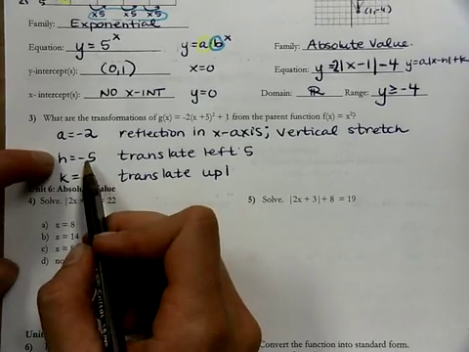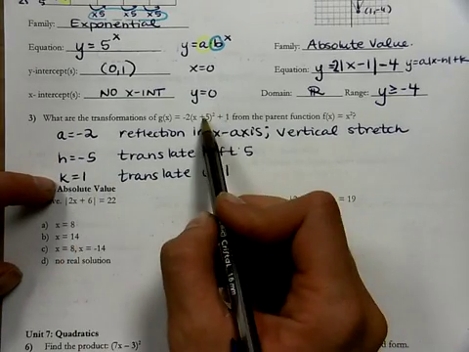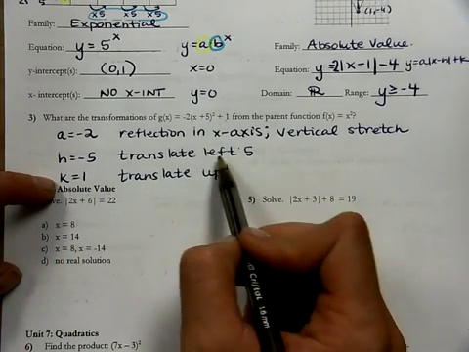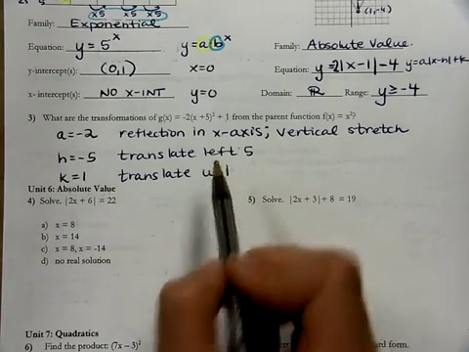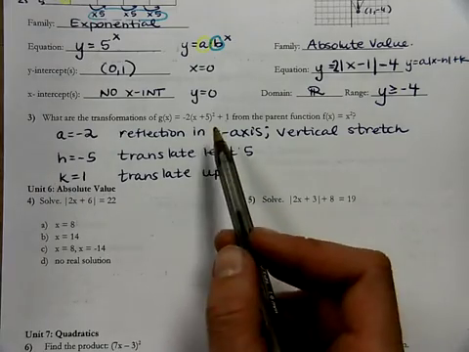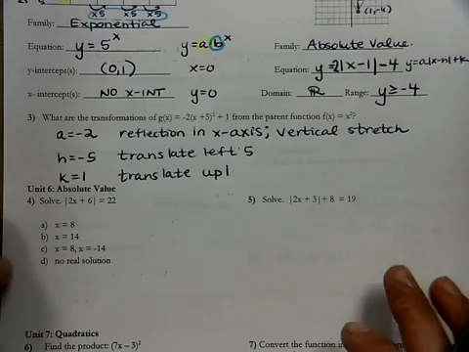Remember, h moves it left and right, k moves it up and down. When I see a plus sign inside the parentheses, I know I'm going to the left, which is sometimes counterintuitive, but we've got to remember h is opposite the sign in the parentheses.